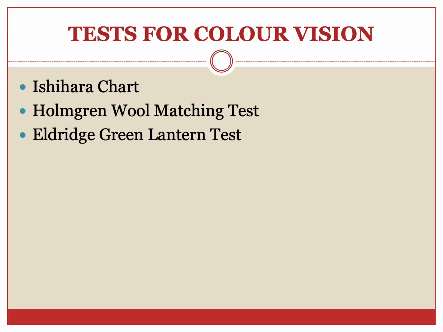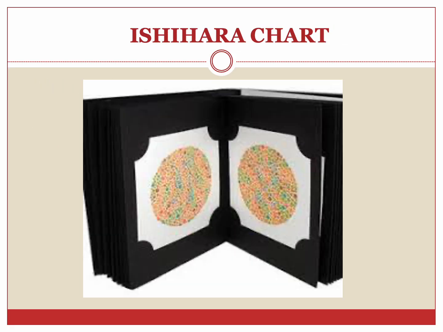Okay, these are the tests for color vision. First one is Ishihara chart, second is Holmgren wool matching test, third is Edridge-Green lantern test. First we will learn about Ishihara chart.